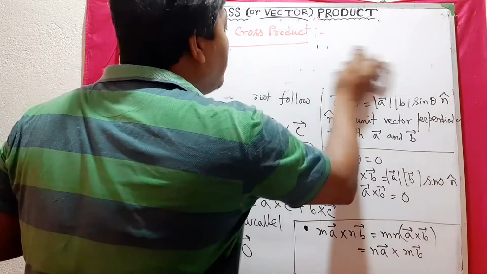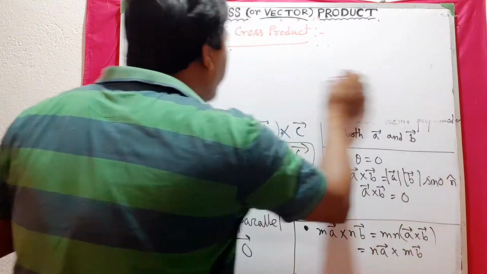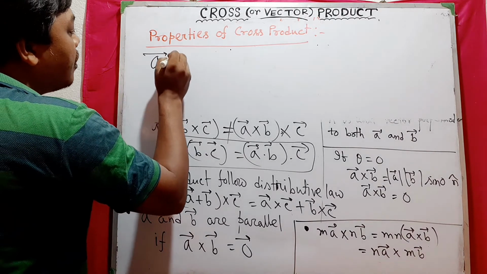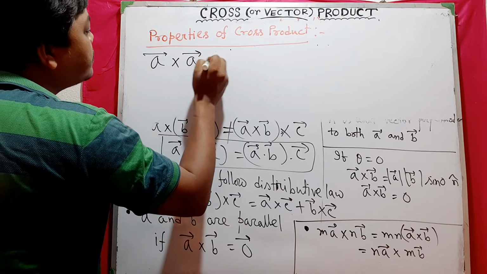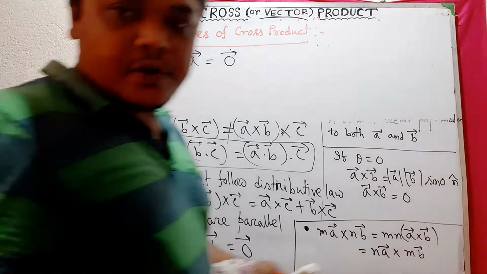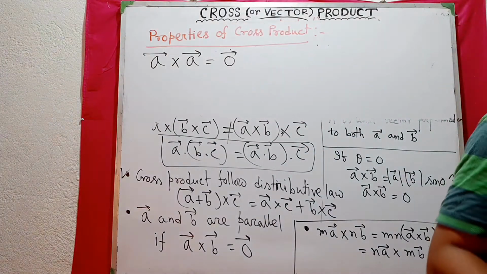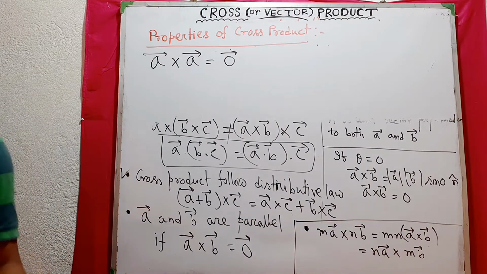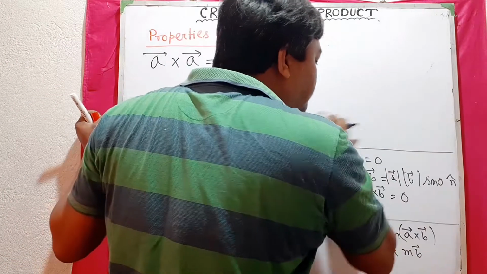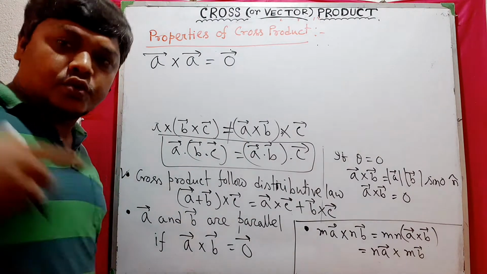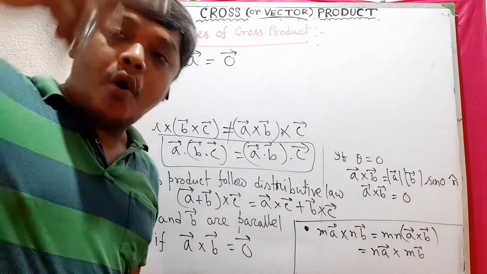Of course, then if two vectors coincide, what is A cross A? A cross A equals the 0 vector. When two vectors coincide, the angle between them is 0, so A cross A equals mod A square sin 0 n cap, that is A cross A equals 0. So the cross product of two same vectors is always 0.